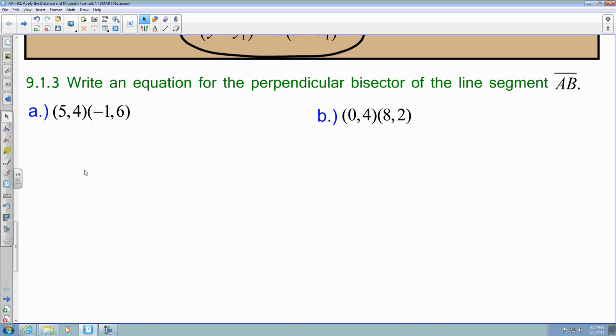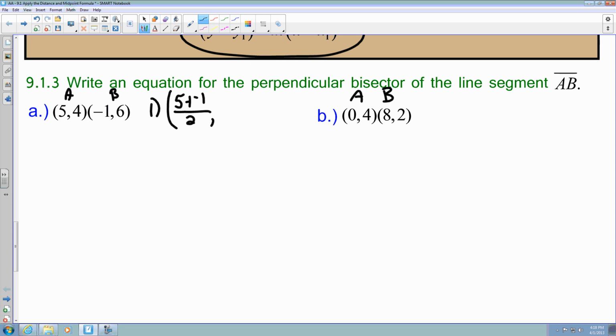So here they want us to write an equation for a perpendicular bisector of line AB. So this would be point A, and that's point B. So let's do first things first. First thing is we need to find the midpoint. So let's go number 1. To find the midpoint, I'm going to use the midpoint formula. So it's 5 plus a negative 1 divided by 2, comma 4 plus 6 all divided by 2. So that would give me the midpoint value of 2, comma 5.